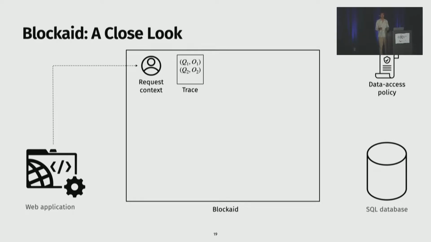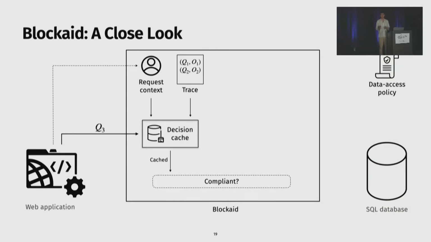It also maintains a trace of prior queries issued in the current web request and their responses to be used as context when checking. When the application issues a query, the query first hits the decision cache, which checks whether a prior similar query has been deemed compliant. If so, then Blockaid immediately knows that the current query is also compliant. If not, the query gets sent to SMT solvers, which will check compliance for us.